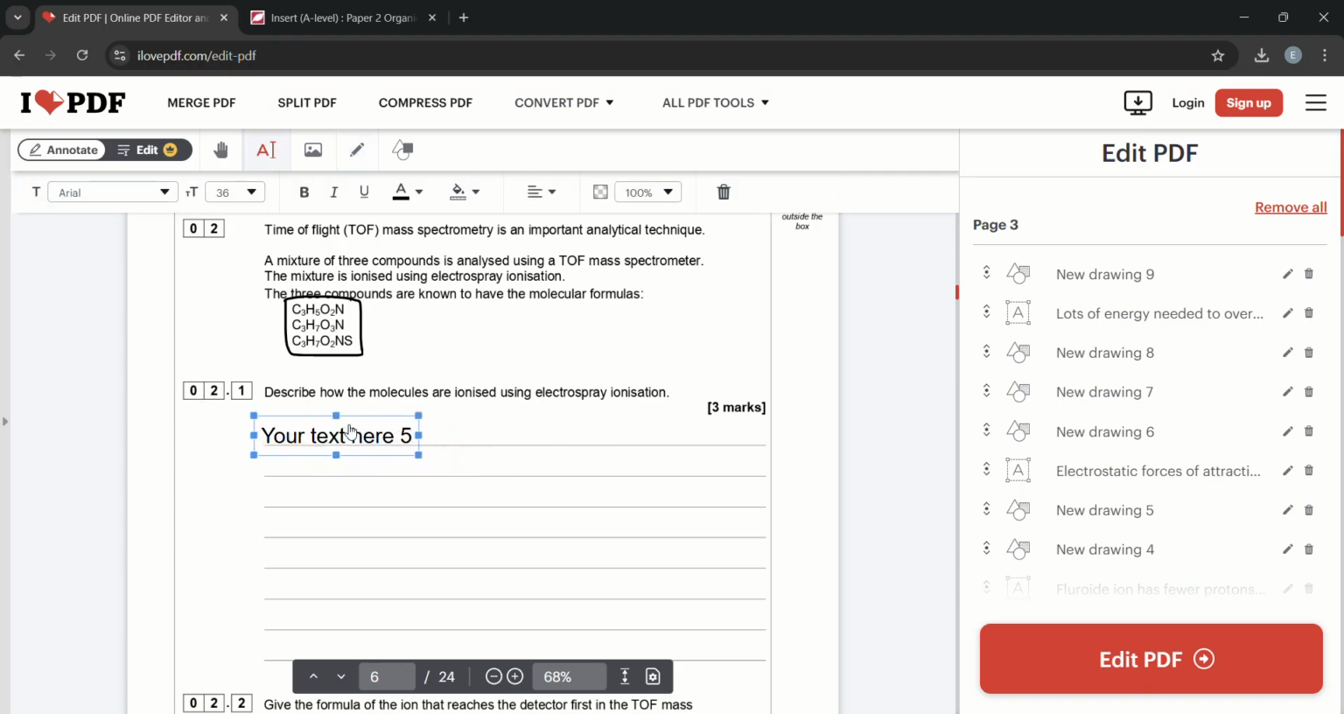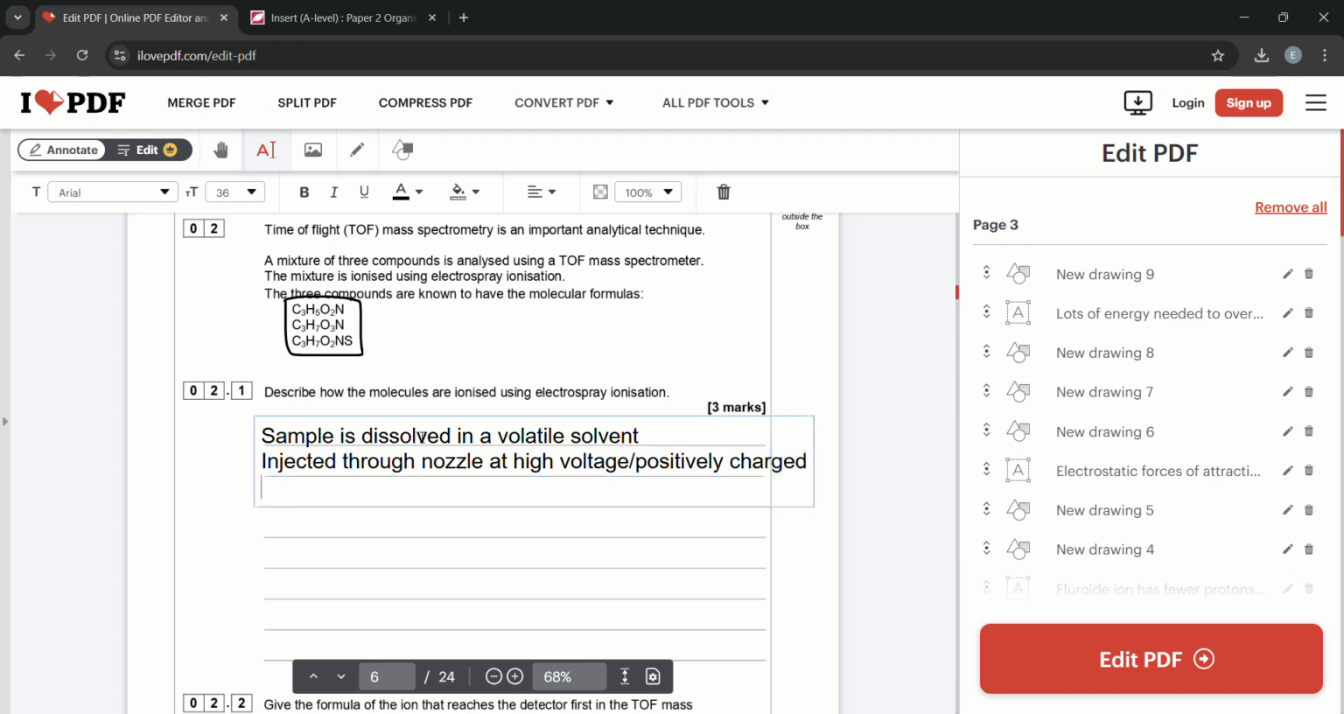Electrospray ionization. So the sample is dissolved in a volatile solvent, injected through a nozzle at high voltage, positively charged, and each molecule gains a proton, H+.